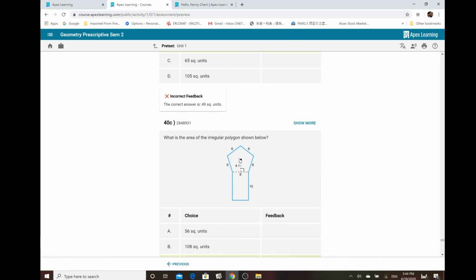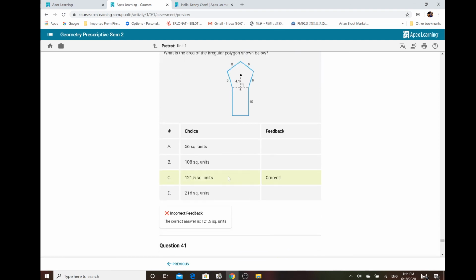So here's another one. So find the area of the pentagon first, and then find the area of the rectangle. Combine them together, so eventually it's 121.5 square units.